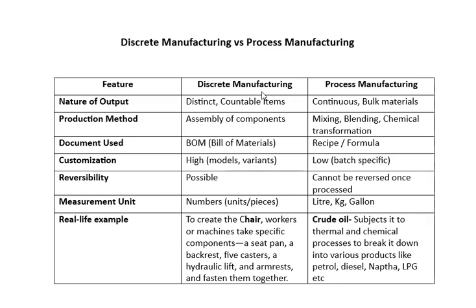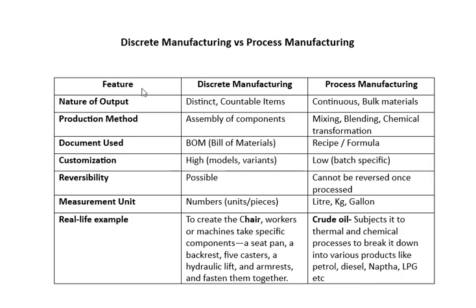Good morning, everyone. Today I will cover discrete manufacturing versus process manufacturing. Manufacturing is basically the process of converting the raw materials into finished products, and primarily we have two types of manufacturing: the discrete and the process one.